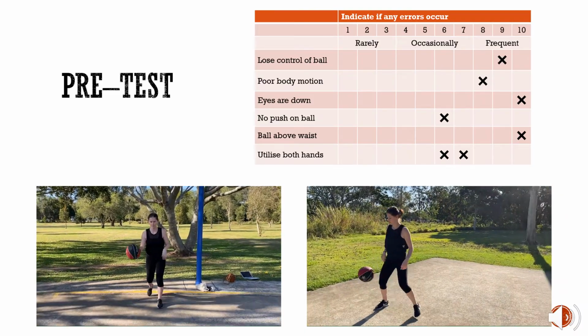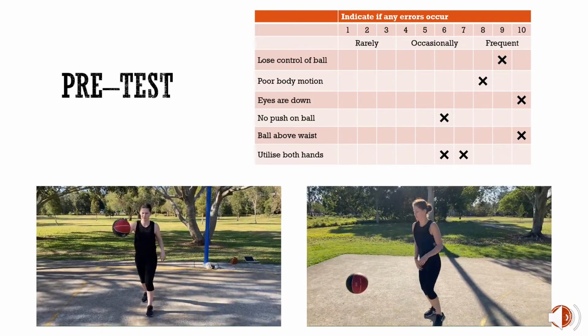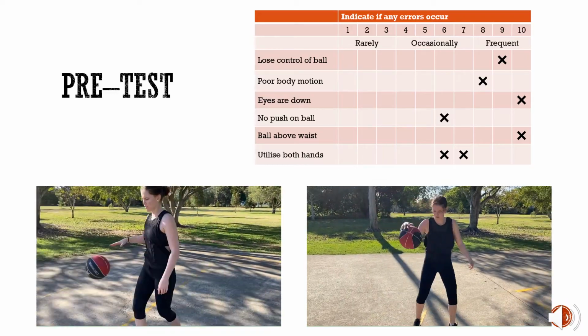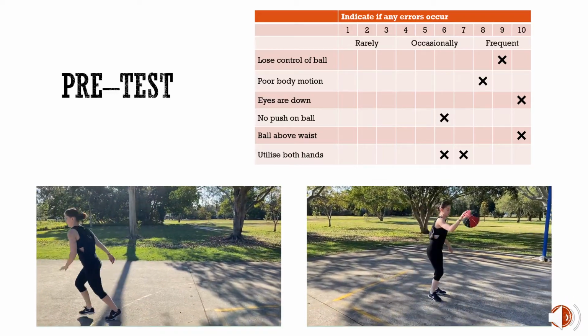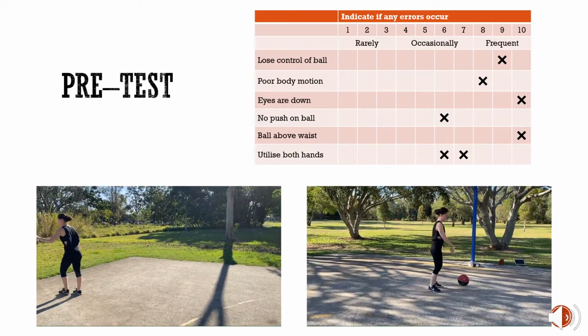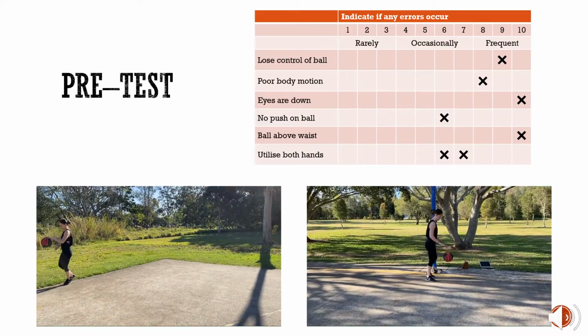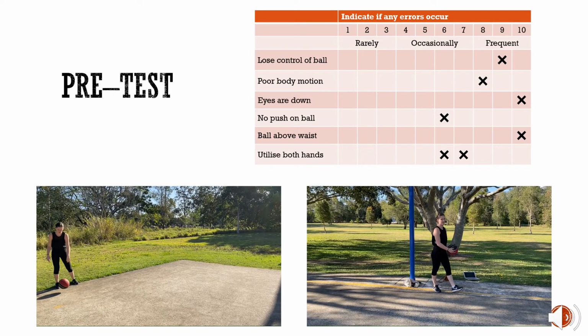In our pre-test, the key elements of dribbling we're looking out for are how frequently our players lose control of the ball, if they have poor body motions, if their eyes are down, if they have no push on the ball, if the ball bounces above their waist, and if they utilise both hands. They will then be marked by the coach, rarely, occasionally or frequently, from a 1 out of 10.